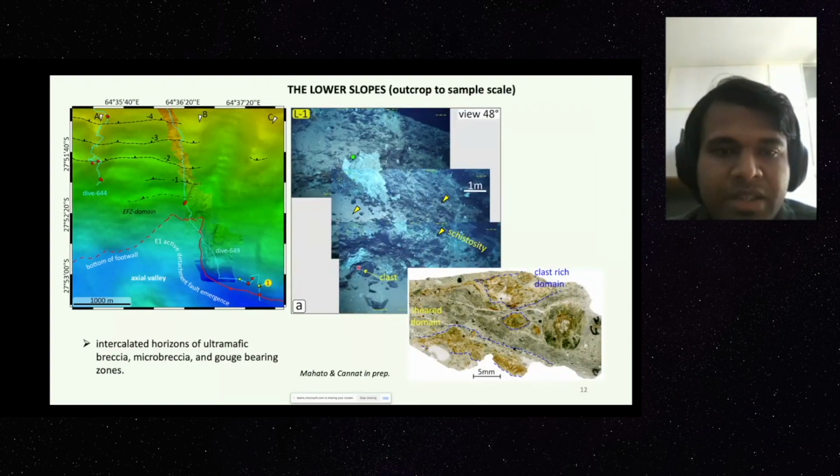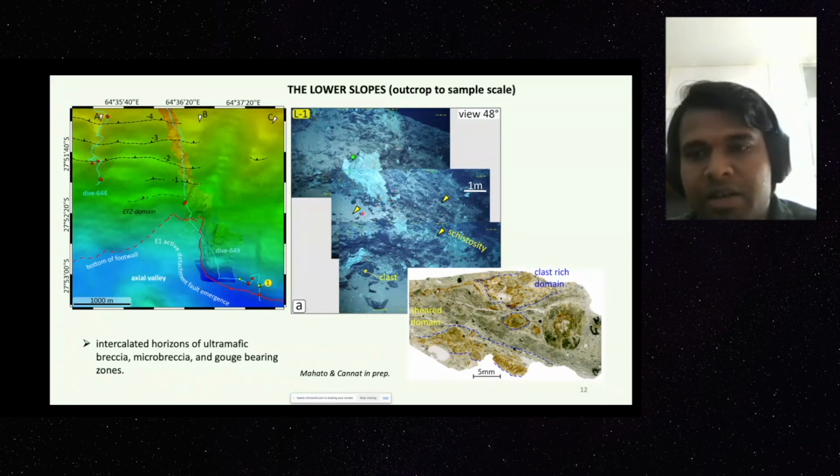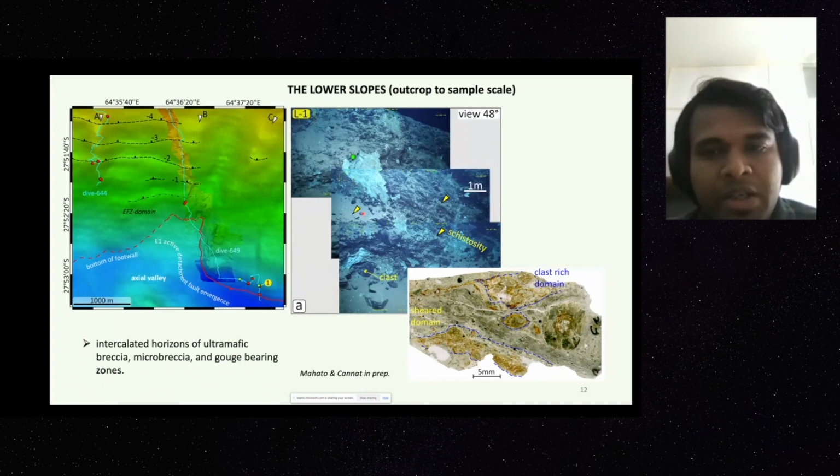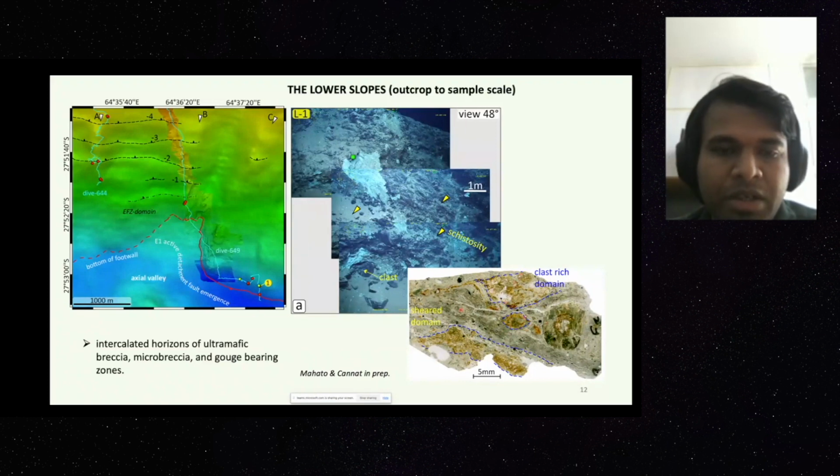And then we see this spectacular 8-meter high scarp exposing again intercalated horizons of ultramafic breccia, microbreccia, and gouge bearing zones. Here we sampled this very nice foliated microbreccia sample, and this is an optical microscope photograph of the sample in which you see the shear domain can be traced throughout the sample, and in between you have pockets or areas of clast rich domain. Next we will see in detail what this shear domain and the clast rich domain are made up of.